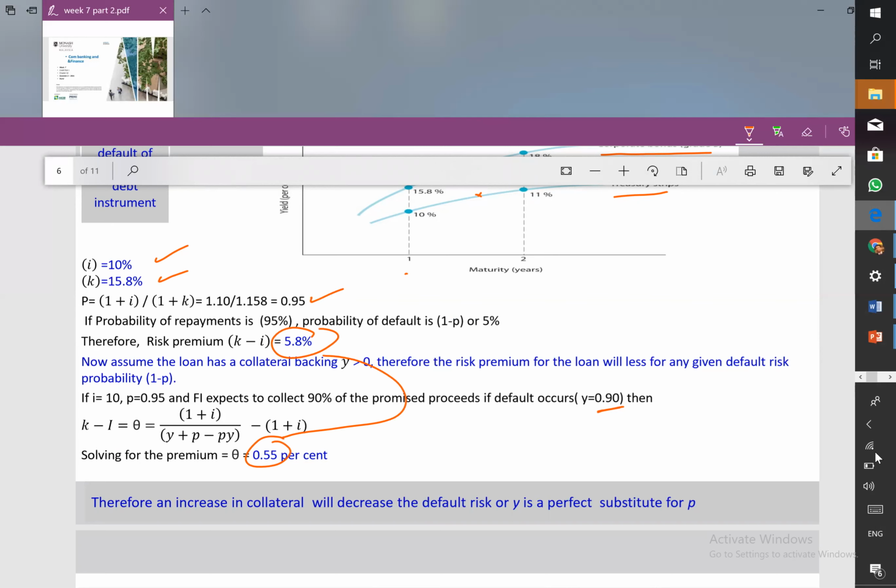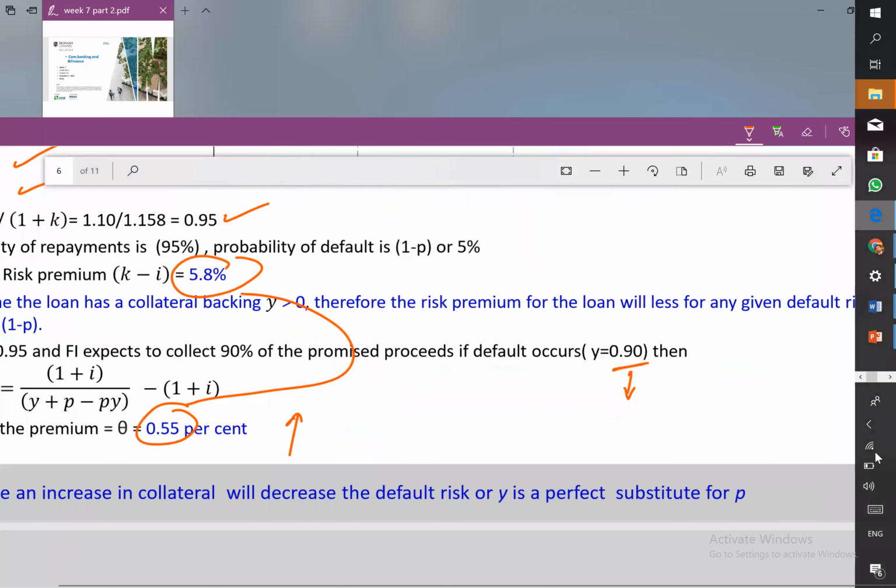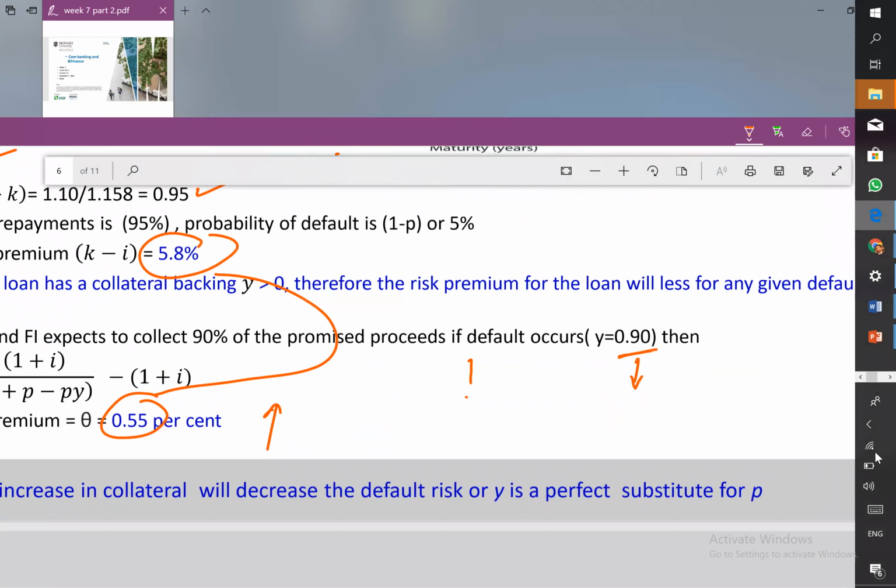Now, what if this is going to go down? Say it's 50%, this will go up. For sure, the premium will go up. So there is actually a relationship between the probability of payment and the collateral. If this is the collateral and this is the probability of payment, this line will be like this.